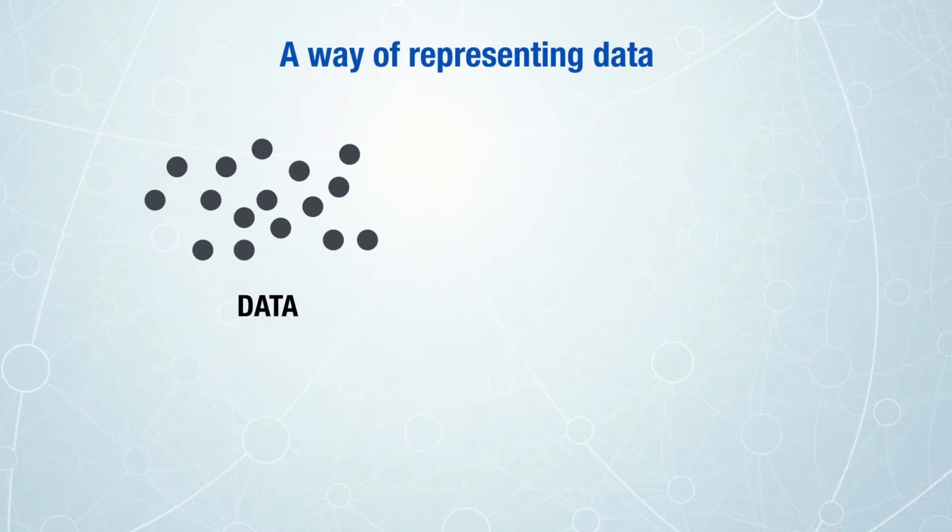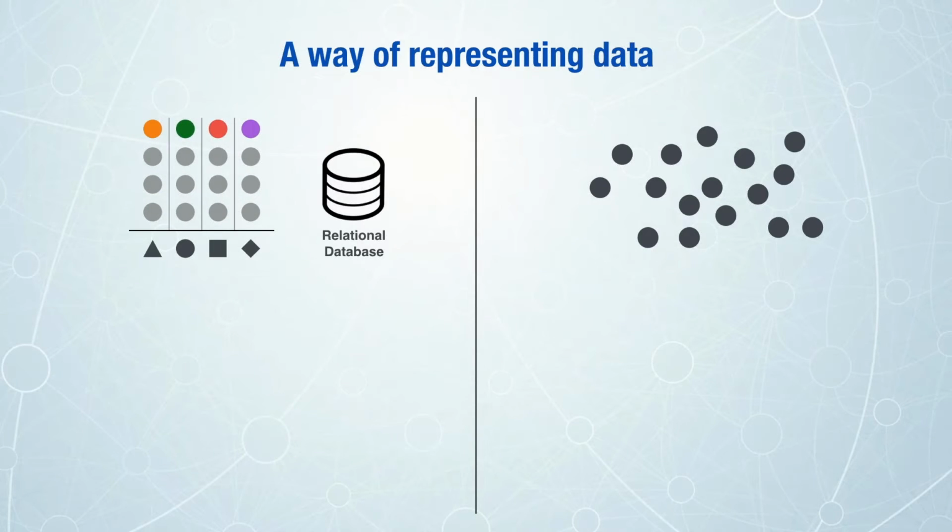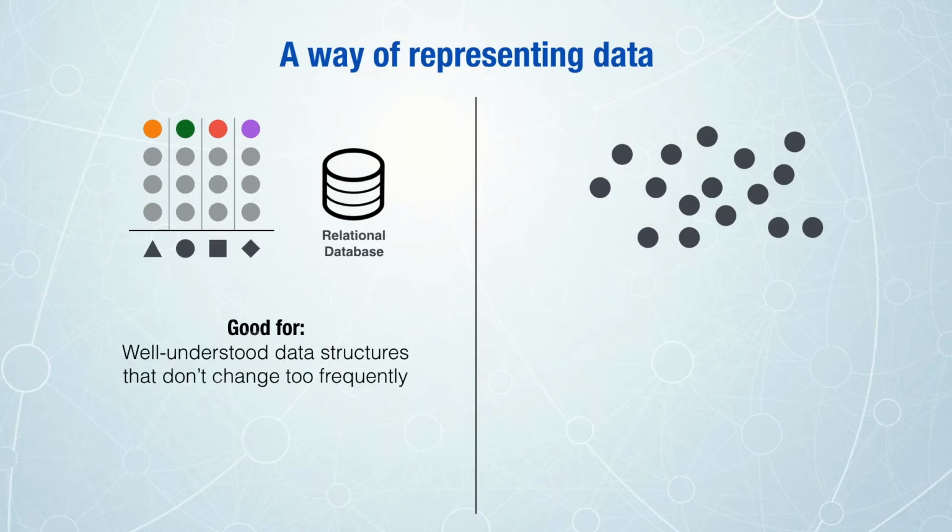A graph is a way of representing data. We have bits of data, and we have to talk about how that data relates. In a typical relational database, that data is separated off into rows and columns. And this is kind of good for understanding the structures of the data. You have a very strictly enforced schema, which says here are the columns, here are the types for those columns, and every row has those columns and those types. So it creates this well understood data structure. And as long as that doesn't change too frequently, that's fine.